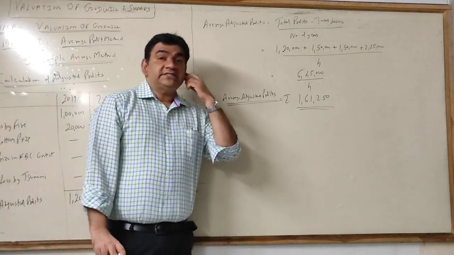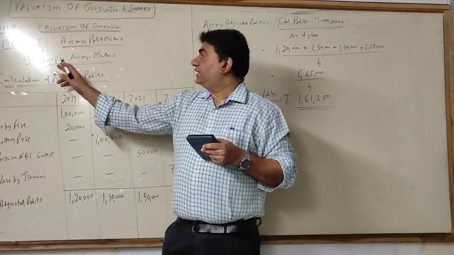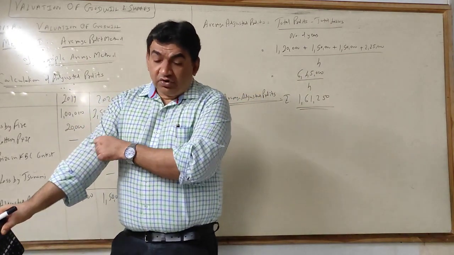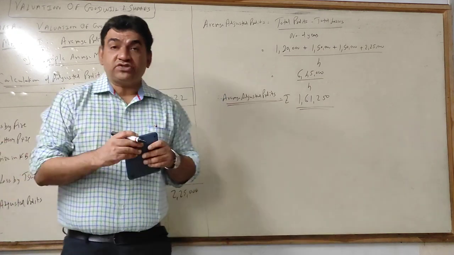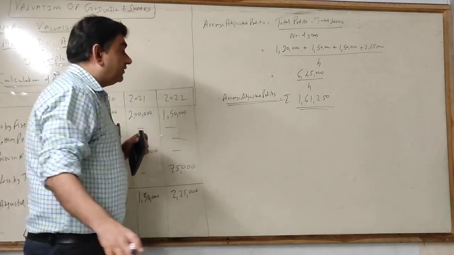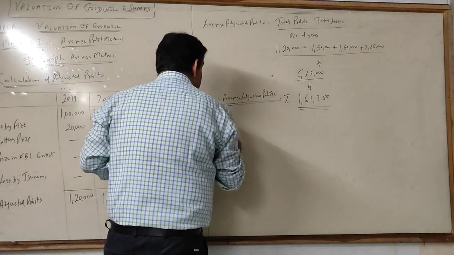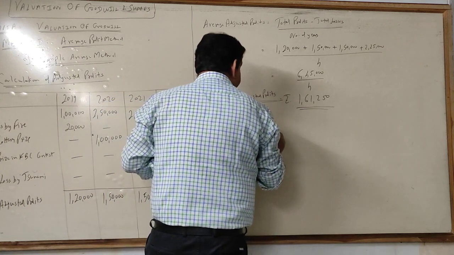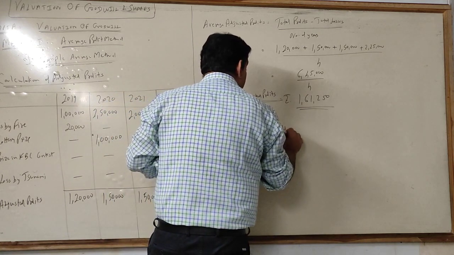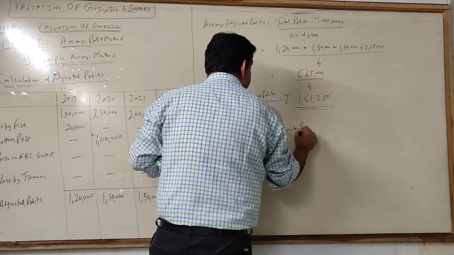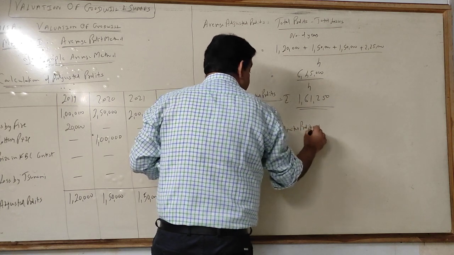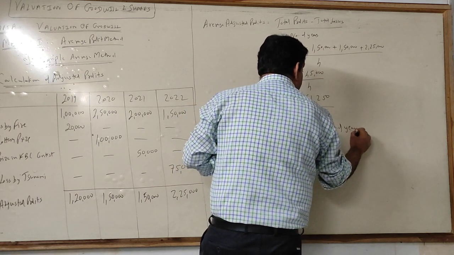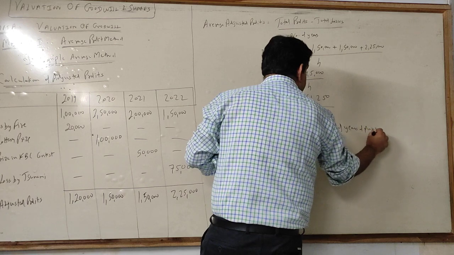Goodwill valuation depends upon the method. As I told you, we are in the first method, simple average method. Now see, how many years purchase? Goodwill is valued at 3 years purchase of last 4 years adjusted profit. This is my adjusted profit. So now my last step, goodwill is equal to average adjusted profits multiplied by number of years of purchase.